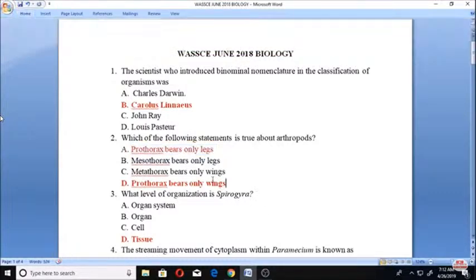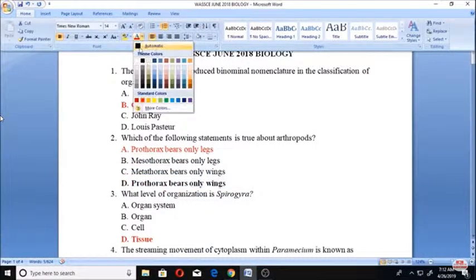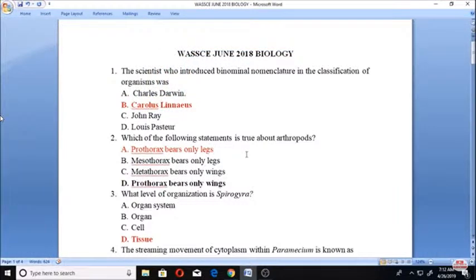Anyone that is not having the right answer will also make the appropriate correction. So A is the answer. Now the prothorax is the foremost of the three segments in the thorax of an insect that bears the first pair of legs. The prothorax never bears wings in arthropods.